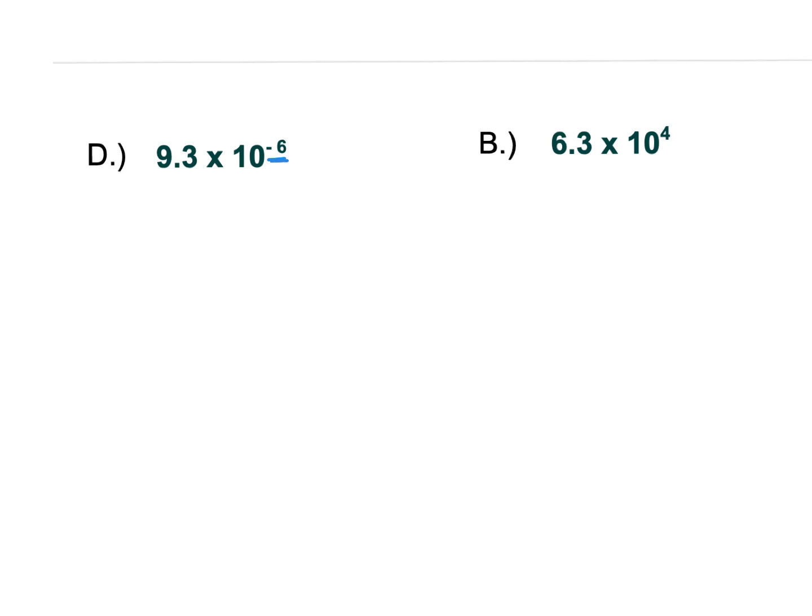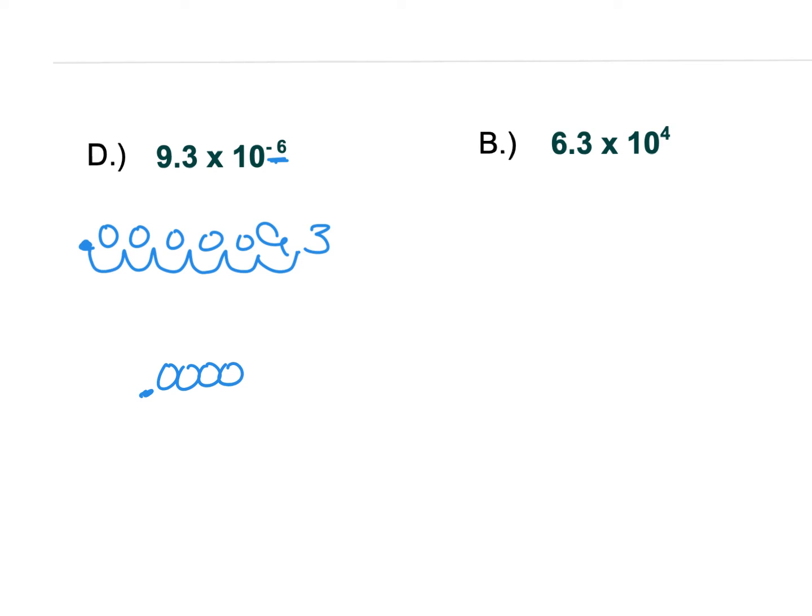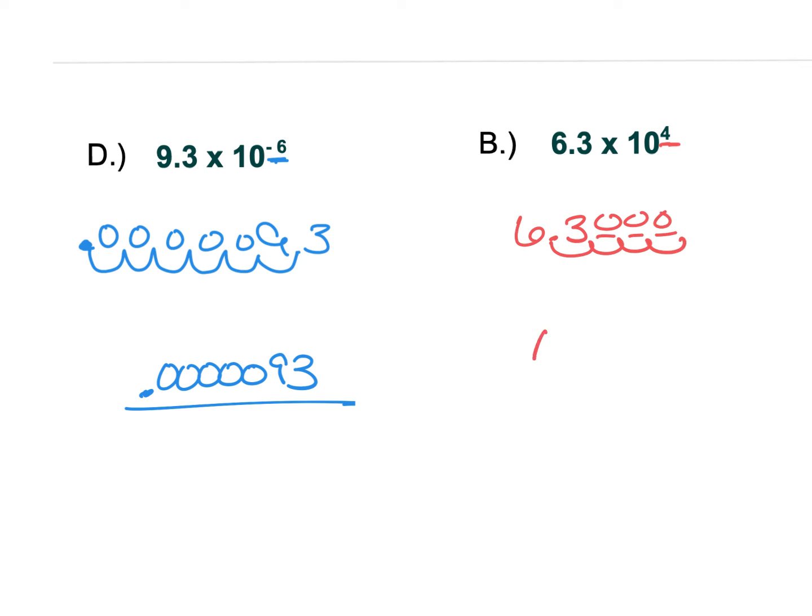This is a negative exponent, so I'm going to start back here, 9.3. I'm going to go -6. So 1, 2, 3, 4, 5, 6. So there's my decimal. I'm going to add 5 zeros. So I'm going to rewrite it. There's my answer. Now I have a positive exponent, so 6.3, and I'm going to go the other direction. 1, 2, 3, 4. I'm going to plug in 3 zeros. So I have 6, 3, 1, 2, 3. There's where my comma goes. There's my answer.